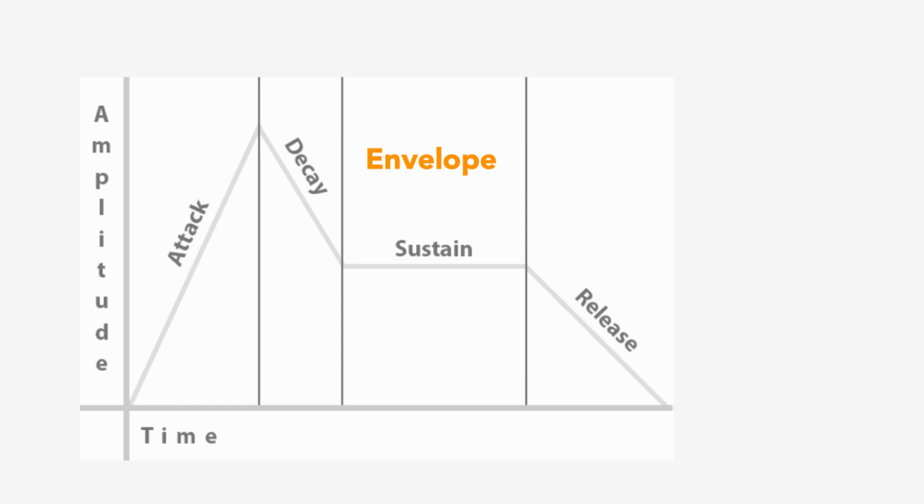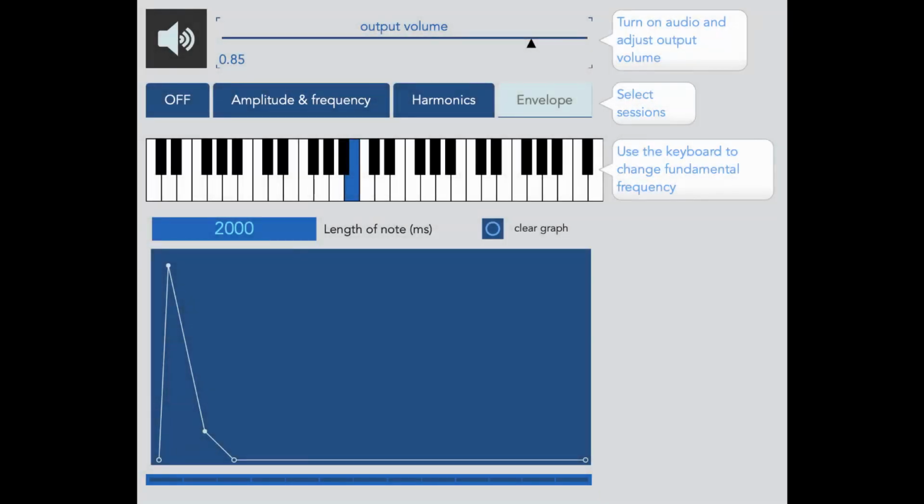Here's a demonstration of how the envelope of a sound affects our perception of the sound. I wrote this patch in Max to demonstrate sound properties. What you are about to hear is a pure sine tone with different envelopes. As you can see here, the first sound has a very fast attack and decay, a short sustain, and a fast release. It sounds like a percussion instrument.